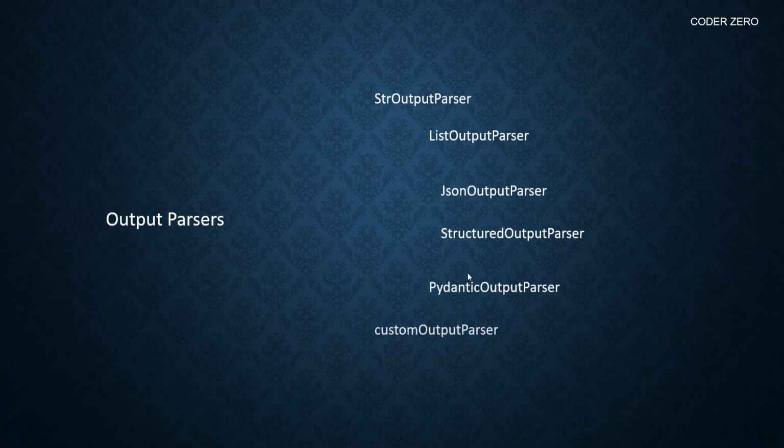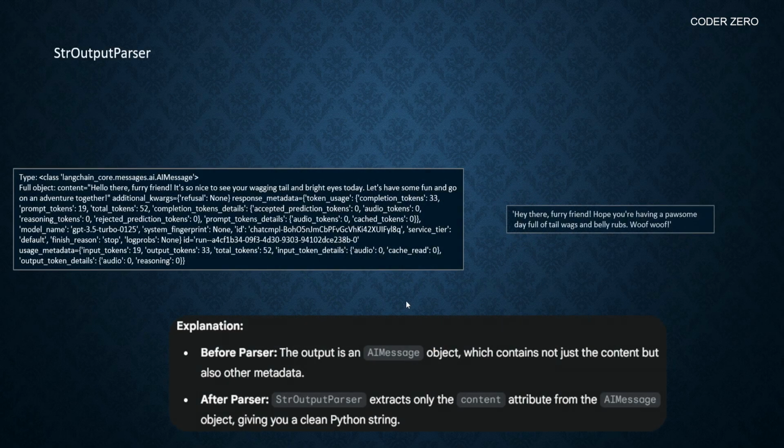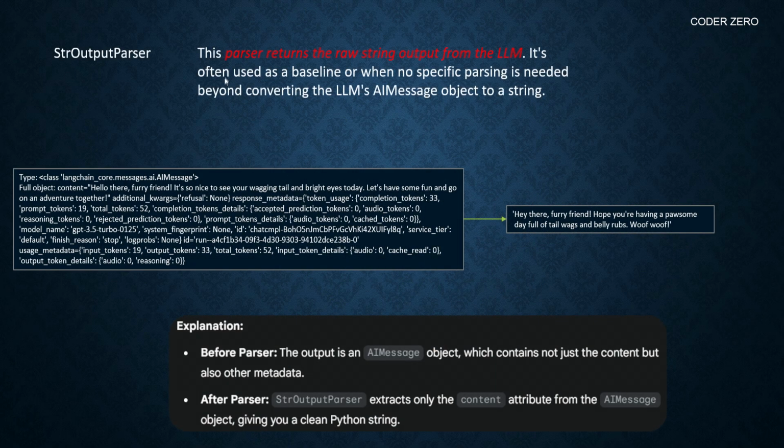Now here we'll be studying string output parser, list output parser, JSON output parser, structured output parser, PydanticOutputParser, and custom output parser. So, the string output parser. This output parser returns the raw string output from the LLM. That means if this is the output we are getting from the model, it is taking the content, you can see here, and it is providing that in a string format.